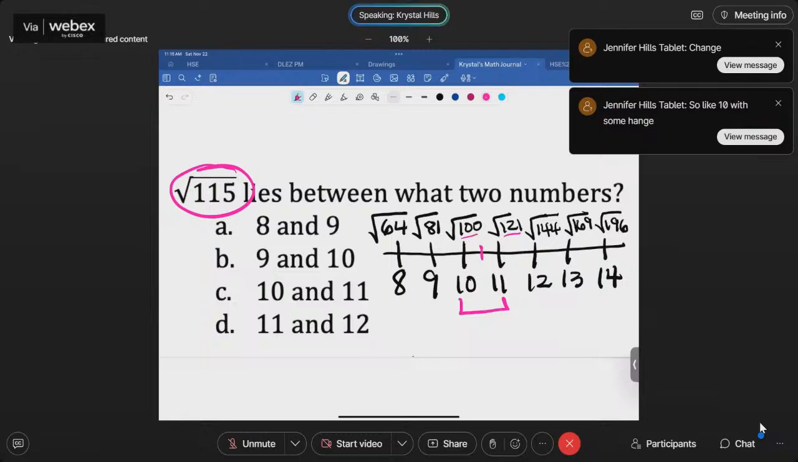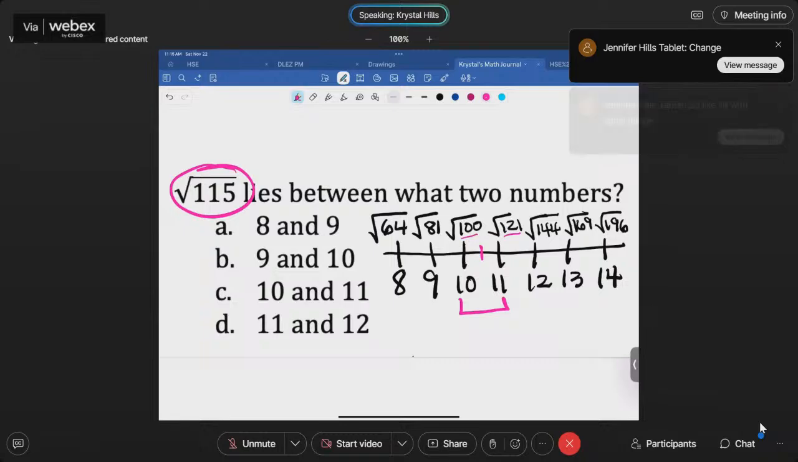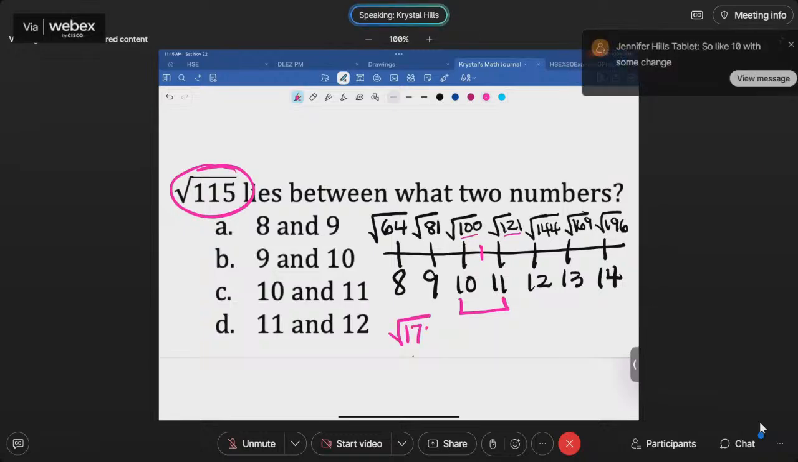Where would the square root of 172 lie? The square root of 172. Between 13 and 14.